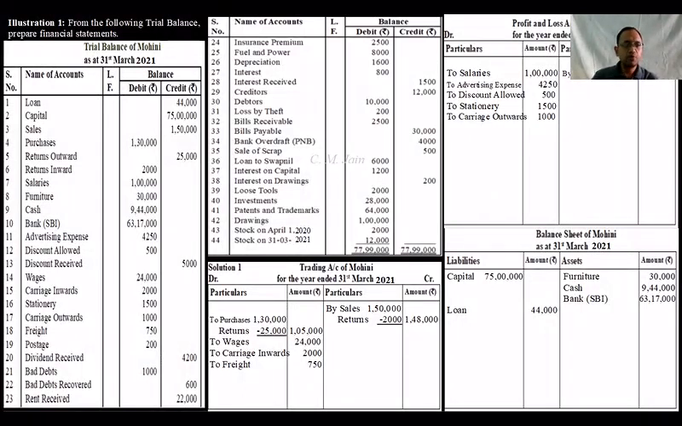Then we are given postage. Postage is again an office and administrative expense, so it is an indirect expense. It will come in profit and loss account debit side, to postage 200.